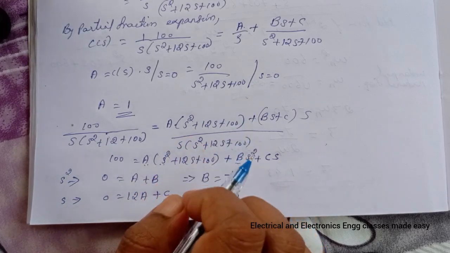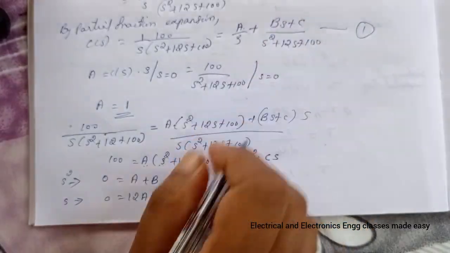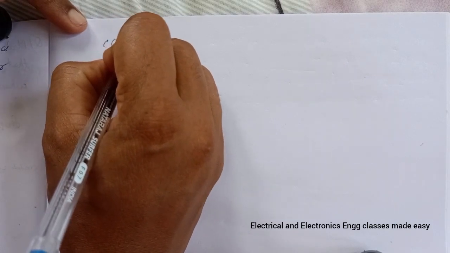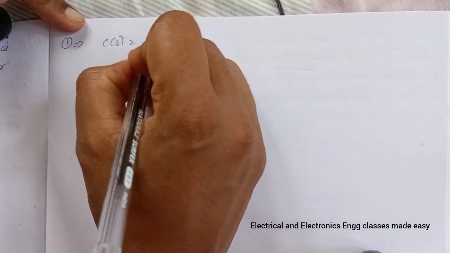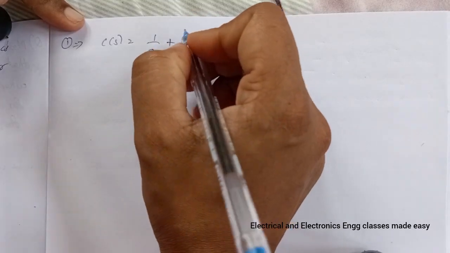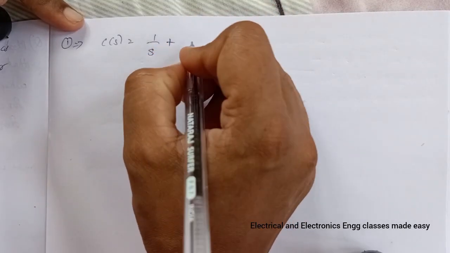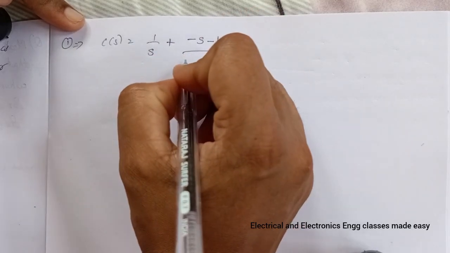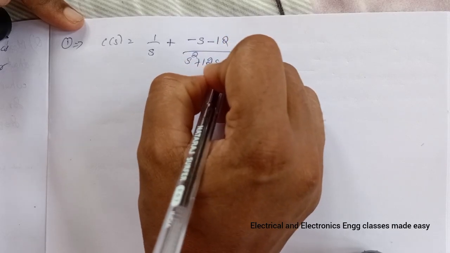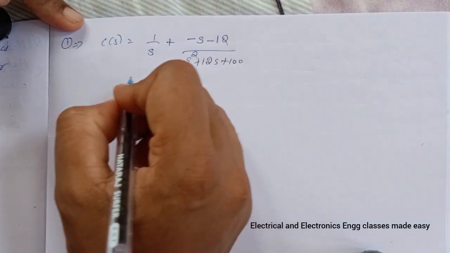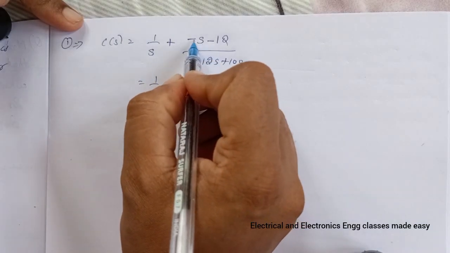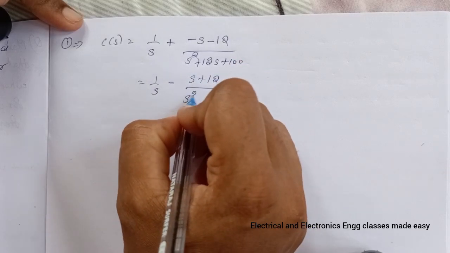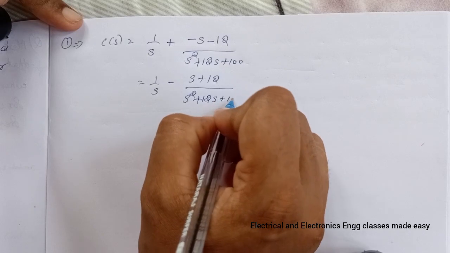Now substitute the values in this equation. Let it be equation 1, that is C(s) equal to 1 divided by s plus (Bs plus C) divided by s square plus 12s plus 100. B is minus 1, that is minus s, and C is minus 12, over s square plus 12s plus 100. That is equal to 1 divided by s, taking the minus outside, minus (s plus 12) divided by s square plus 12s plus 100.